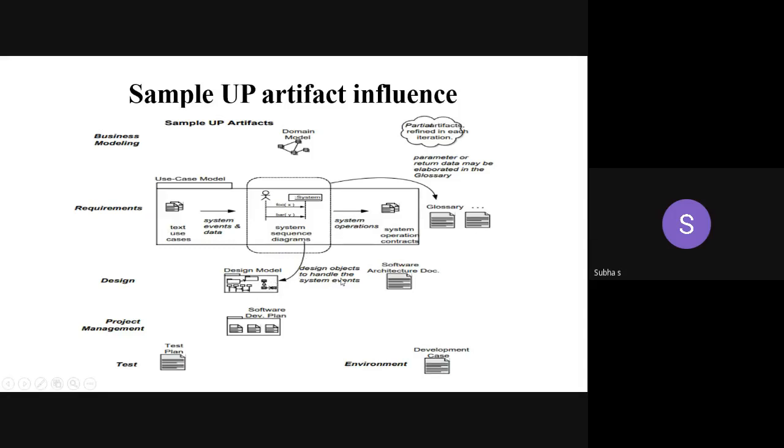In this design phase, apart from the design model artifact, another artifact is also used: the software architecture document. Because in this design model you are going to develop the core architecture. For any architecture that is designed, you have to document it in the software architecture document.